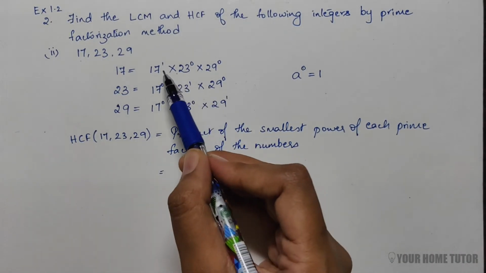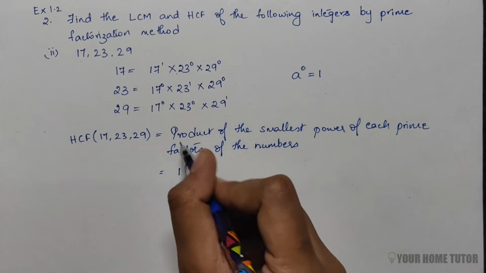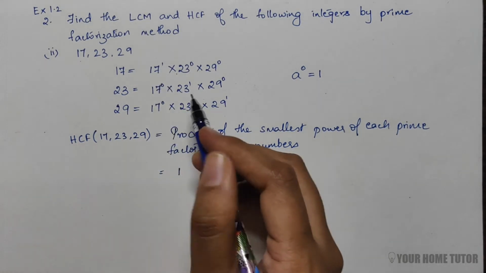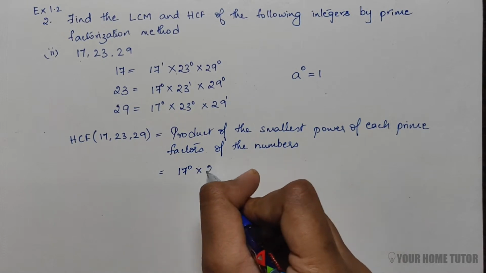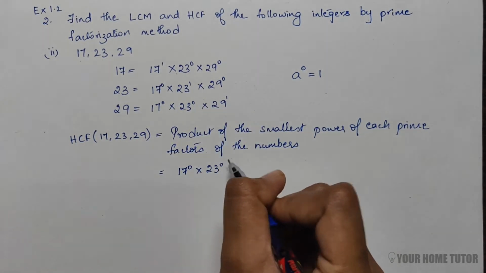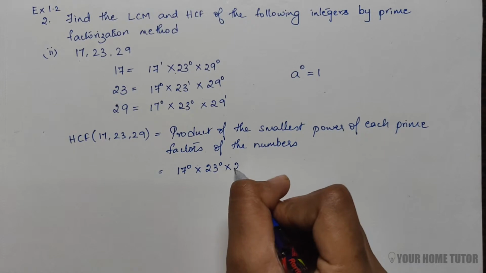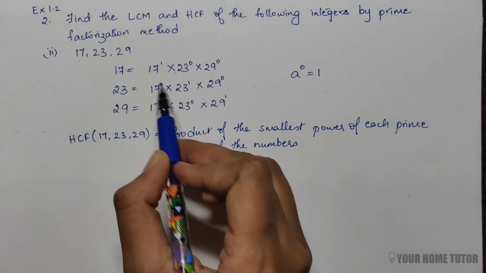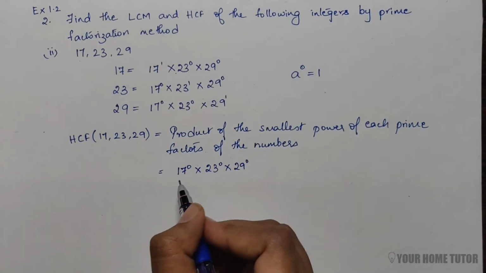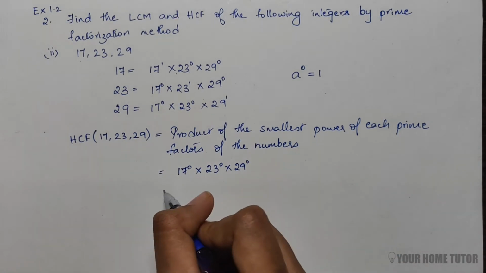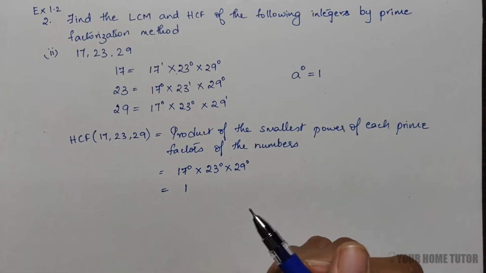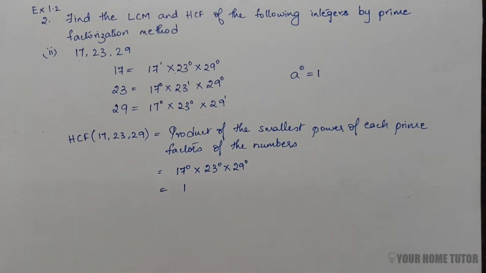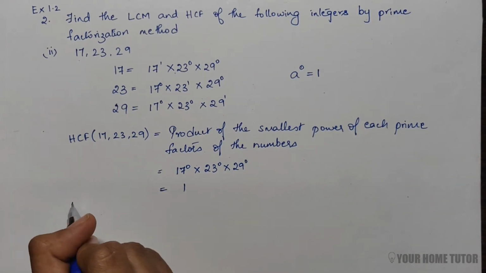So here you can see the power of 17, the least power is 0, so 17 power 0 into 23 power 0, and similarly into 29 power 0. The least power of each number is 0, so I multiplied by that, and the final product we'll get as 1. So the HCF of 17, 23 and 29 is 1.